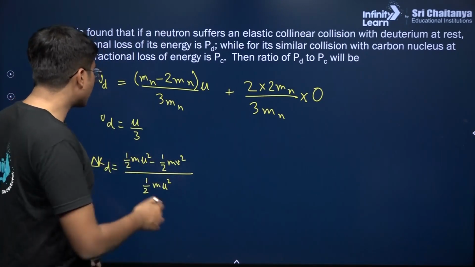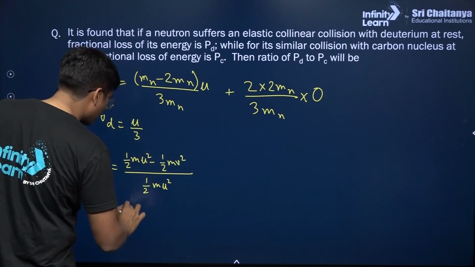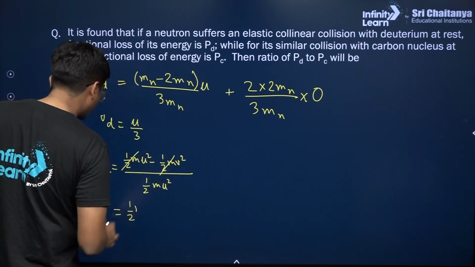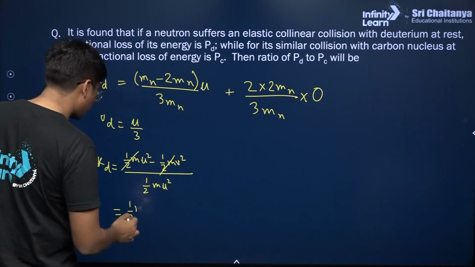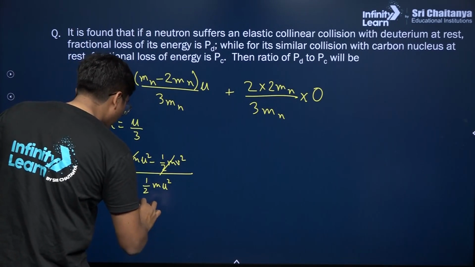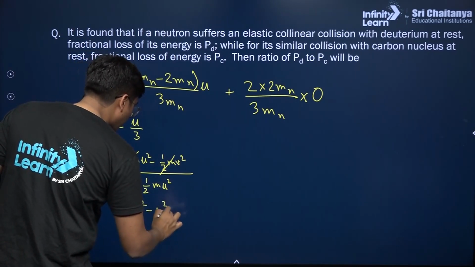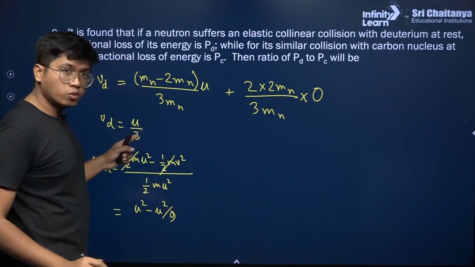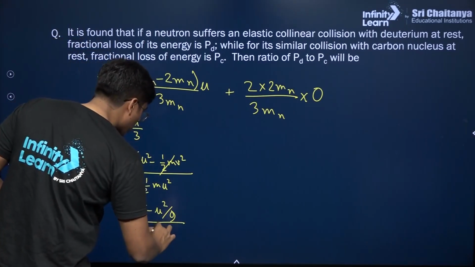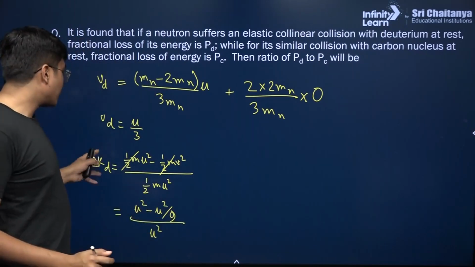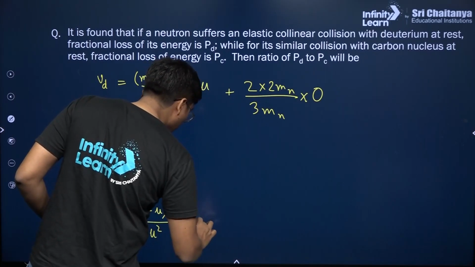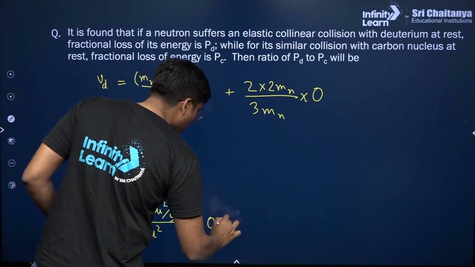If you calculate this, you'll see half mu square would cancel out all across the board. So right here we can cancel out the half m's. So we can just have this part as u square minus u square by 9, because v was u by 3, so squared becomes u square by 9, divided by u square. Again you can cancel u square and calculate, and this you would get as roughly equal to, I again have the values written here, 0.89.